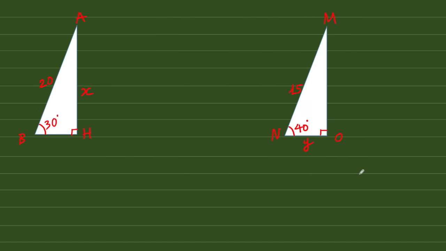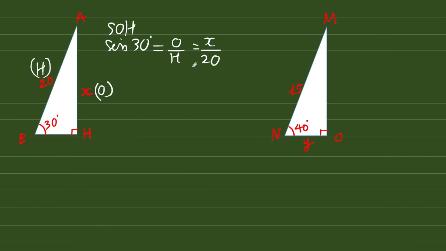Okay, go on. We have only 4 questions left. This is opposite, this is hypotenuse. Sine 30 equals opposite divided by hypotenuse. Opposite is h and hypotenuse is 20, and this is over 1. And h times 1 equals 20 times sine 30, so h will be 10.